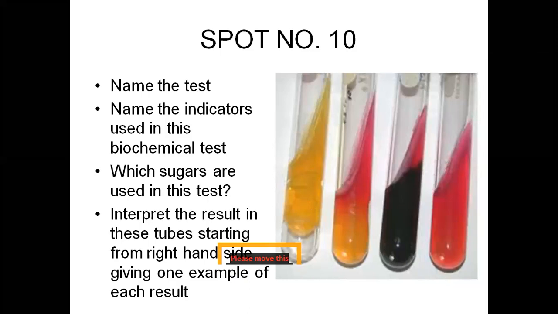in the exam in case of OSPE, and you may be asked certain questions. You may have a picture having all these four tubes, numbered 1, 2, 3, 4 or A, B, C, D, and you may be asked to give the results of all four or the result of any one of them with examples.